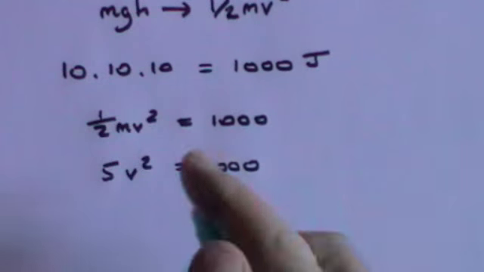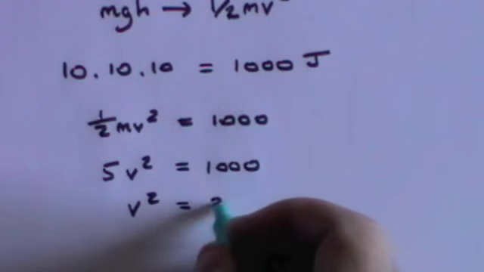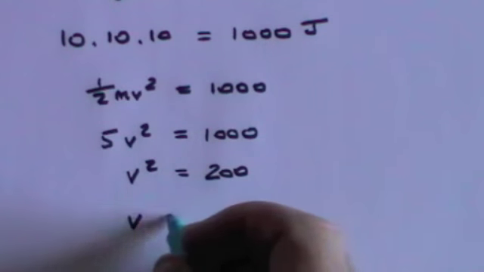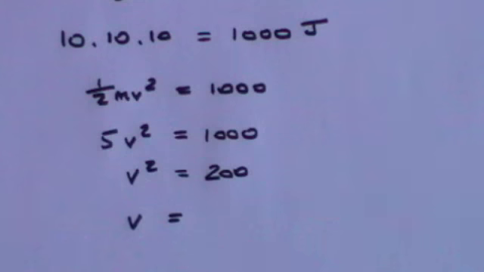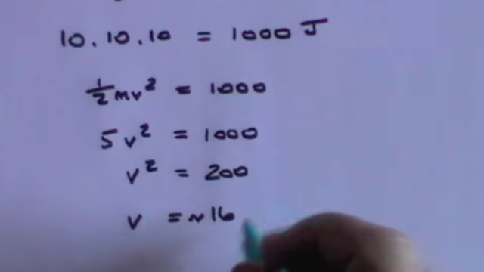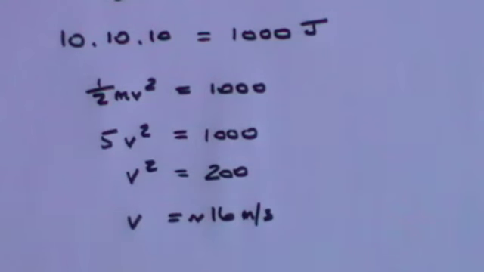And if we divide both sides by 5, we get that v squared is 200, and the square root of 200 is of the order of 16 meters per second. So when that block falls off the top of the cliff, by the time it hits the bottom, assuming no air resistance at this stage, so no terminal velocity, it will achieve 16 meters per second.